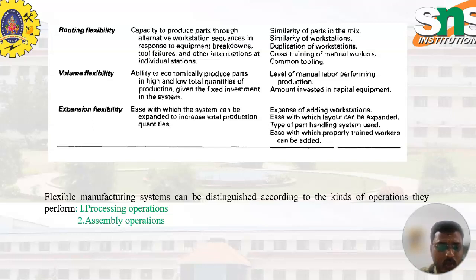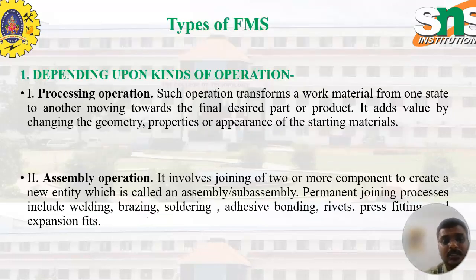FMS can be used in two kinds of operations, called processing operations and assembly operations. Processing operations transform the work material from one state to another, moving towards the final desired part or product. It adds value by changing the geometry, properties, or appearance of the starting material. Processing means the main operations, which give the shapes, properties, or materials, can be done in that process.